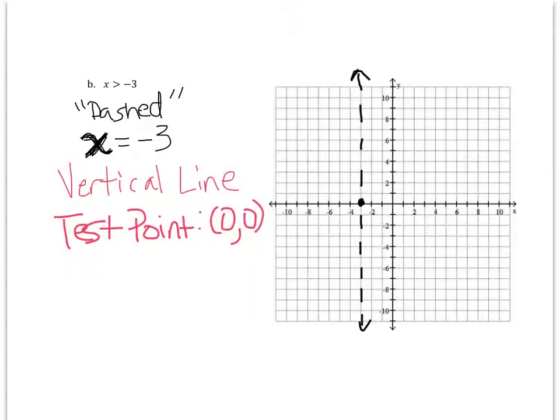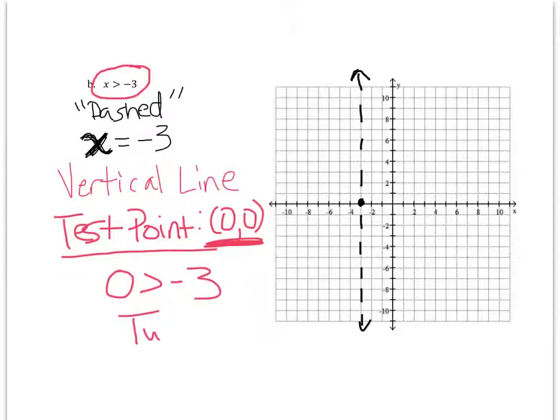Now, although I have x equals 0 and y equals 0 in this ordered pair, my original linear inequality only has x. So I can only plug in 0 for x. What I'm going to get here is 0 is greater than negative 3. That is a true statement.